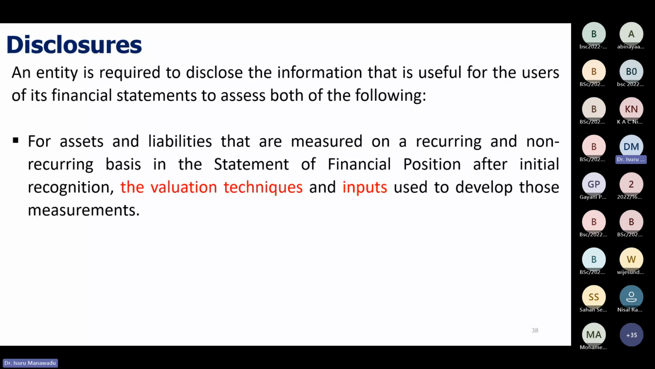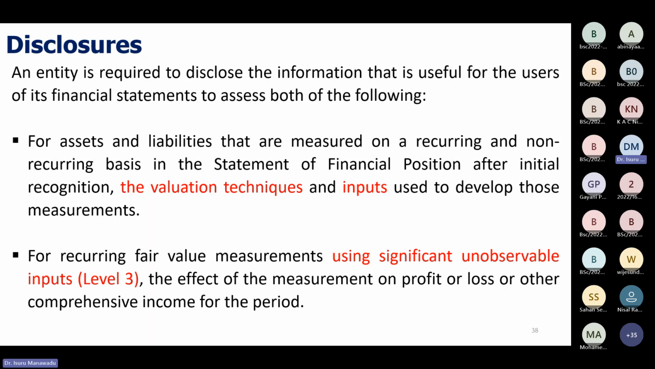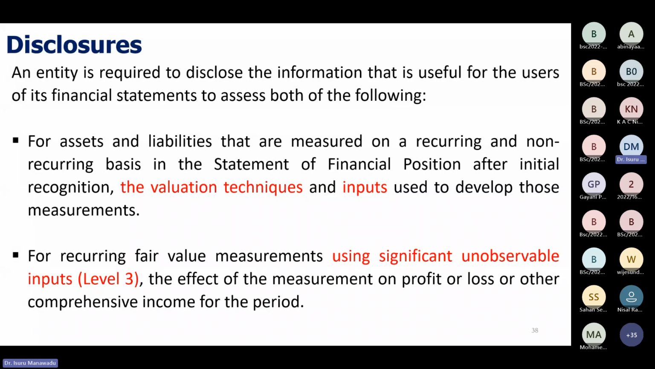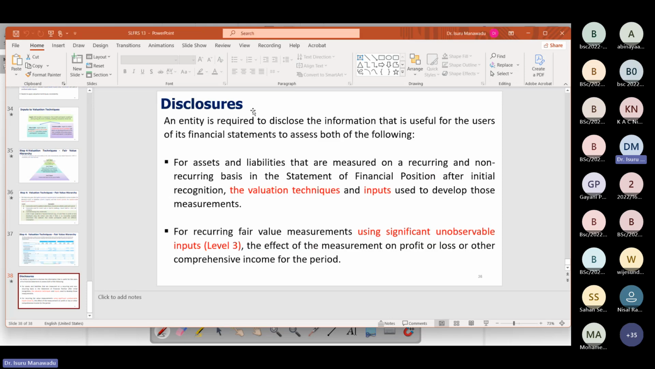So the last, you can see disclosures. There are items that we need to disclose in the financial statements. As you have seen, valuation techniques and the input levels, using significant unobservable input level 3. Right, that's the end of SLFRS 13. That's the end. Yep, we have discussed almost 3 hours.